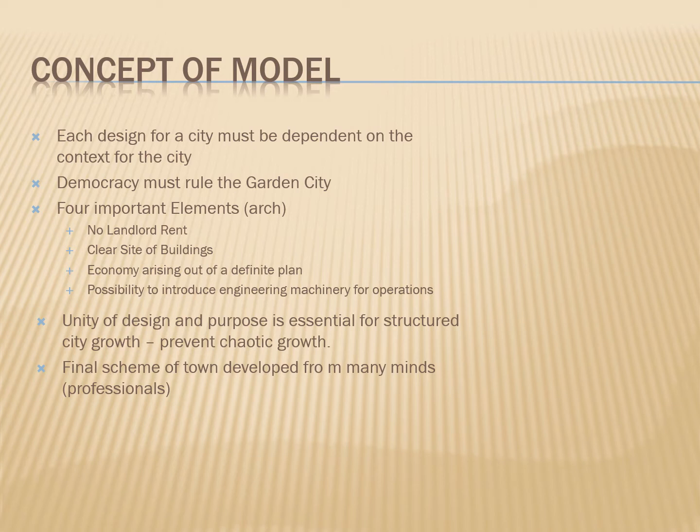Howard modeled his concept around each design being dependent on the city's context, where democracy rules the garden city. This model is based on four important elements: no landlord rent, clear sites of buildings, the economy rising out of a definite plan, and the possibility to introduce engineering machinery for operations.